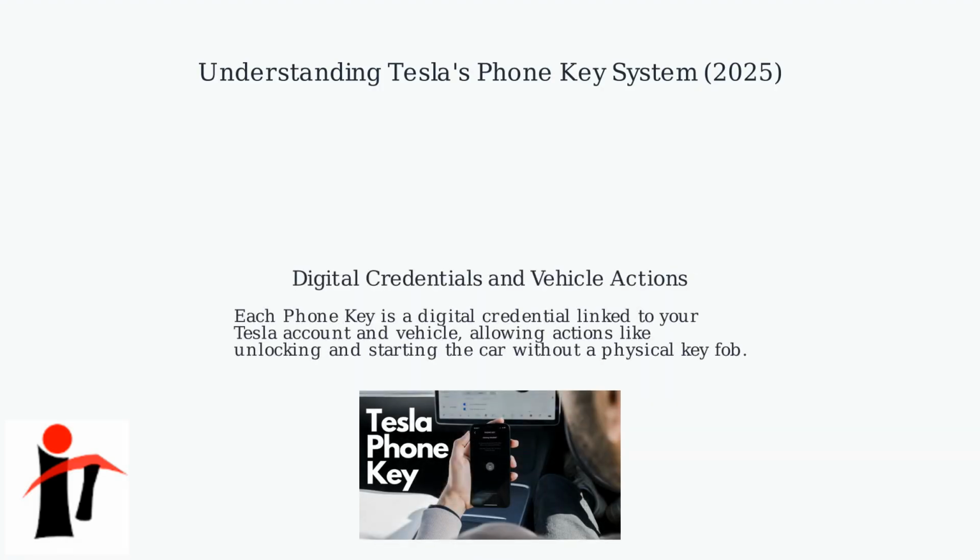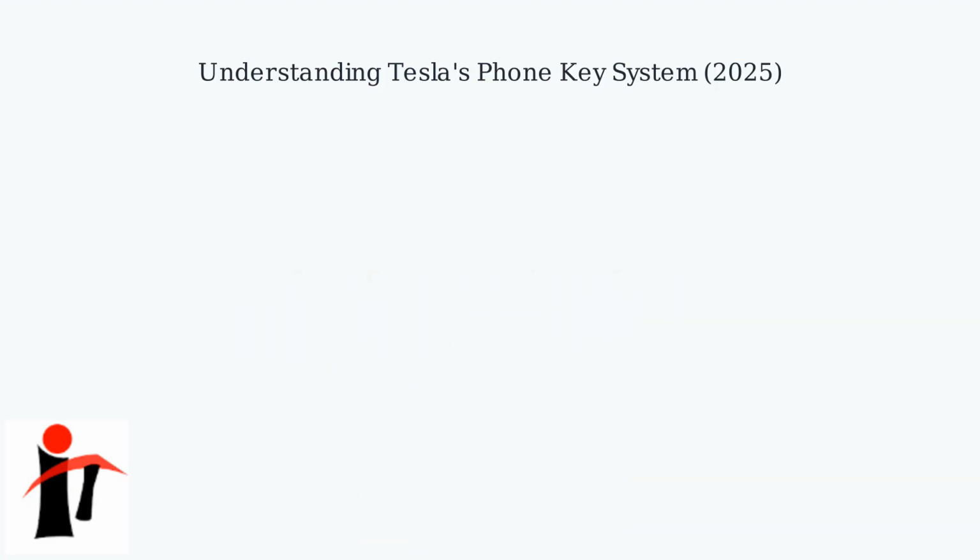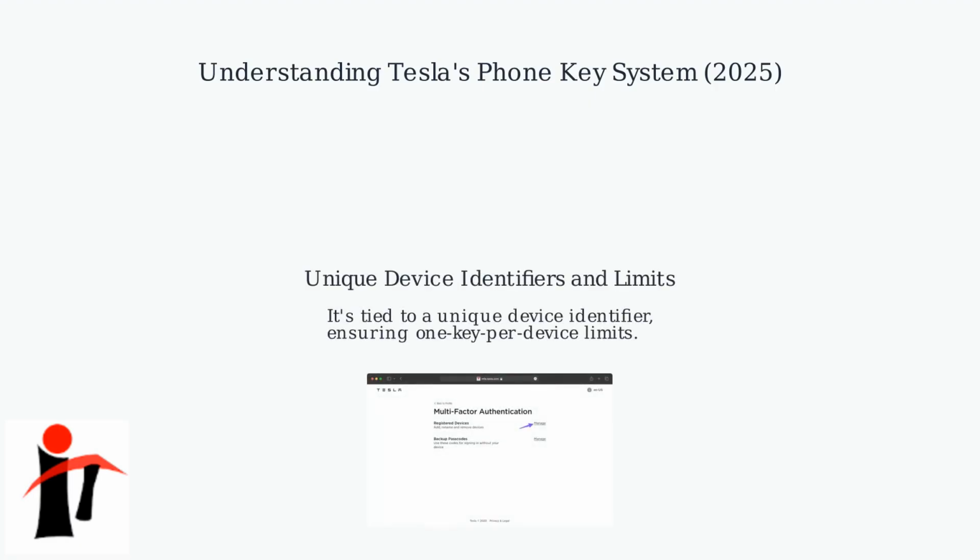Each phone key is a digital credential linked to your Tesla account and vehicle, allowing actions like unlocking and starting the car without a physical key fob. It's tied to a unique device identifier, ensuring one key per device limits.